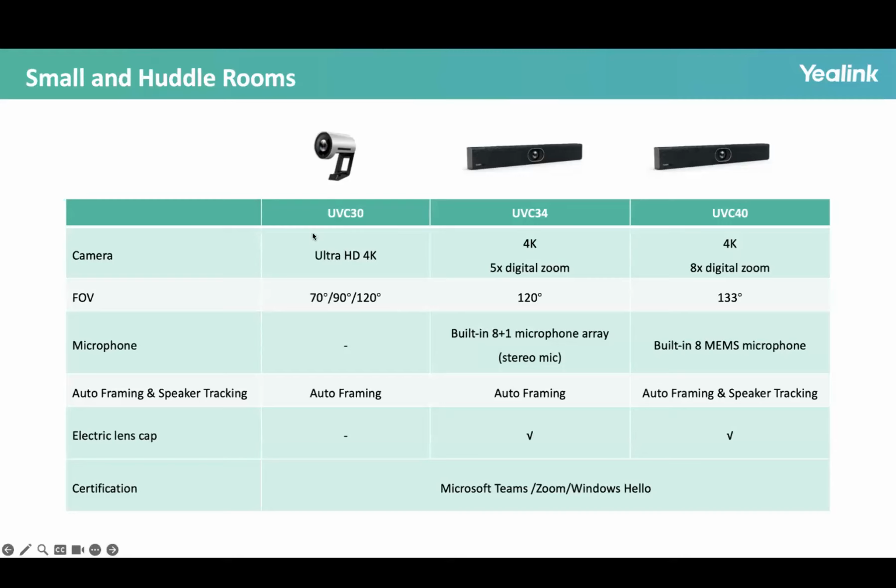And all of these cameras come with tracking capabilities, so framing capabilities, and the UC40 starts with the speaker tracking capability. And for privacy reasons, Yealink has included an electric lens cap. So once a meeting is done, or if the camera is on standby, it has an electronic shutter which closes the lens. And by default, all of the Yealink USB cameras are Teams, Zoom, and Windows Hello certified.